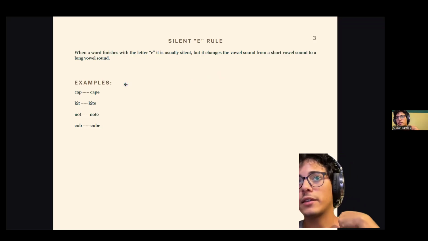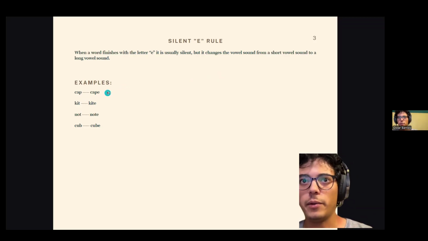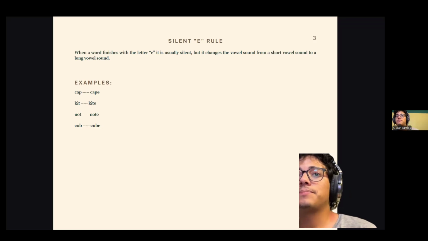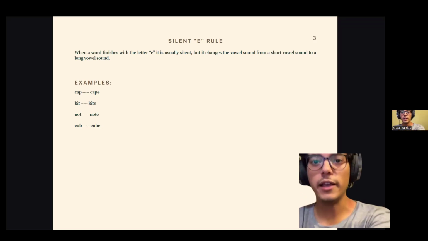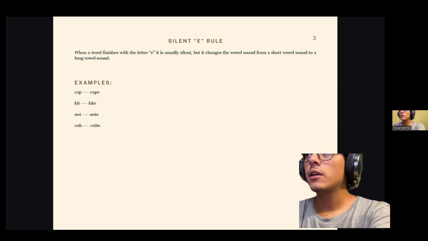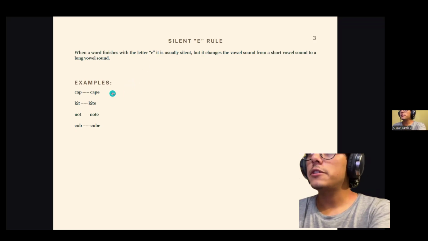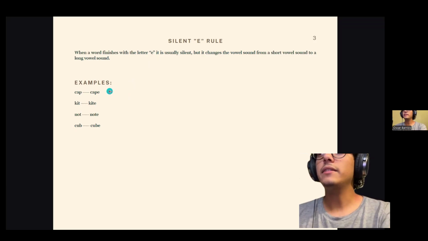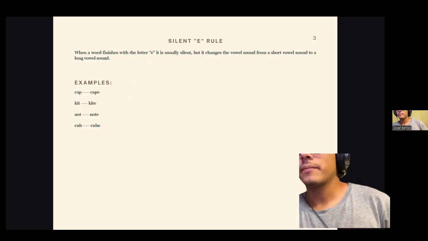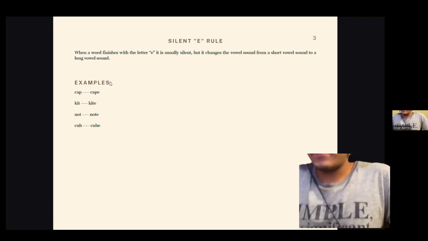So, in order to understand this a bit better, we have some pairings here. And my video, again, is giving me some trouble. Apologies. But in this case, the positioning of the mouth isn't that crucial to the explanation. So let's move forward and explain the phenomenon of the silent E rule.